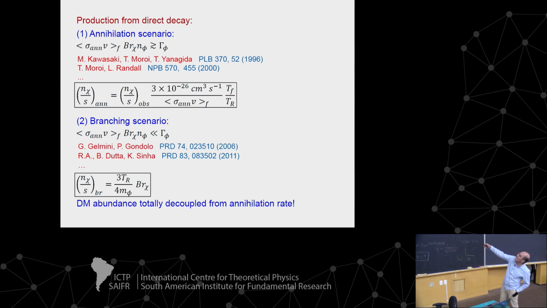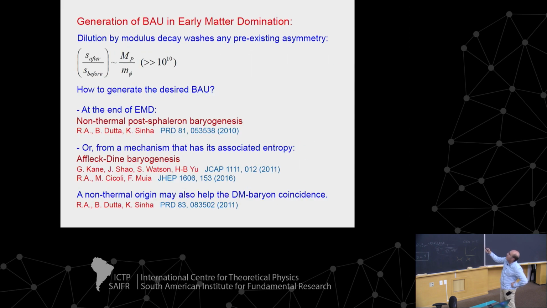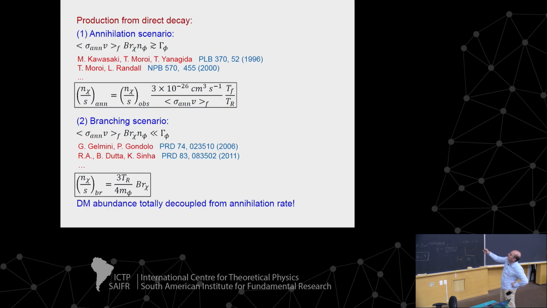And then we need large annihilation rates to get to the observed inferred relic abundance, because T_F over T_R is less than 1, right? Otherwise we are back in a radiation-dominated scenario. However, if this combination is less than Gamma_phi, residual annihilation cannot happen, right? Because the annihilation rate is already less than the Hubble rate. And this is called the branching scenario.